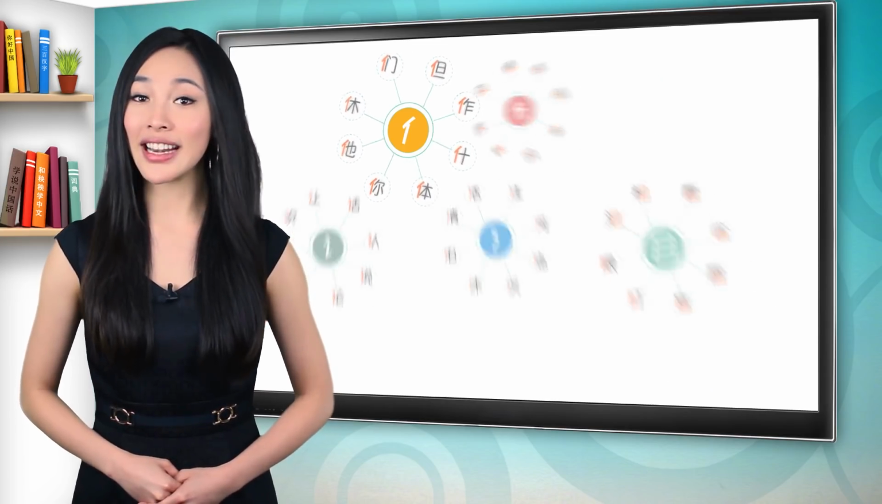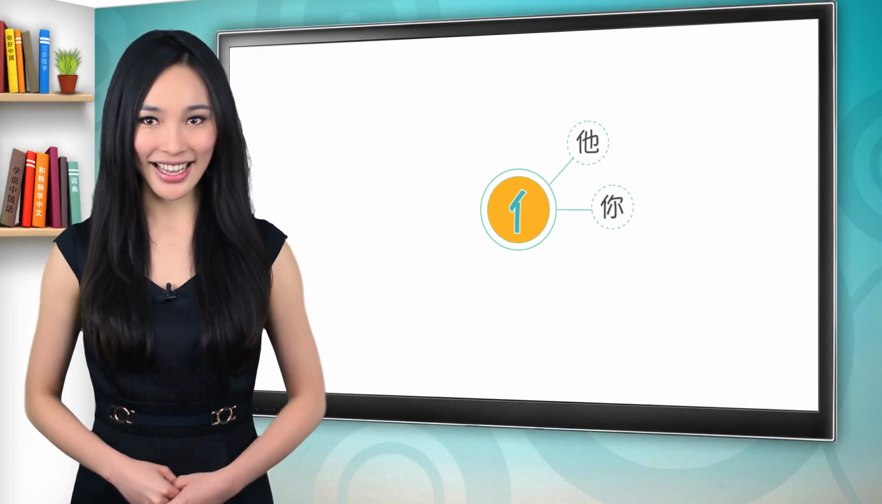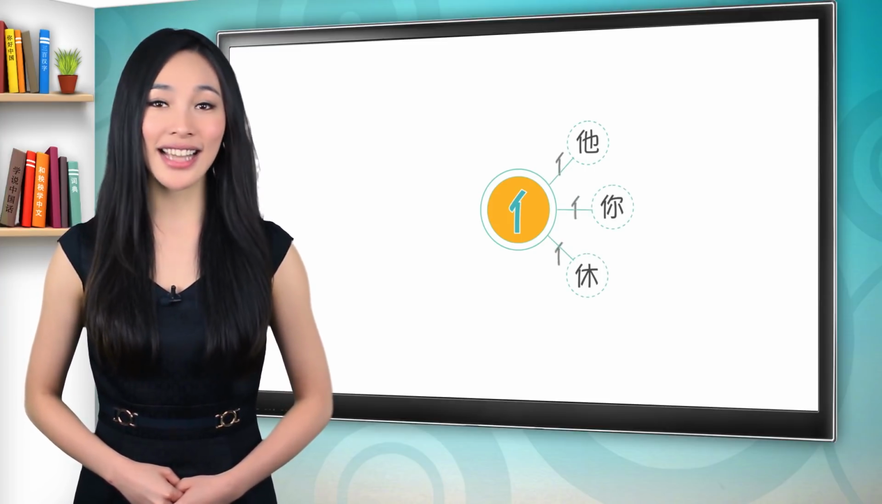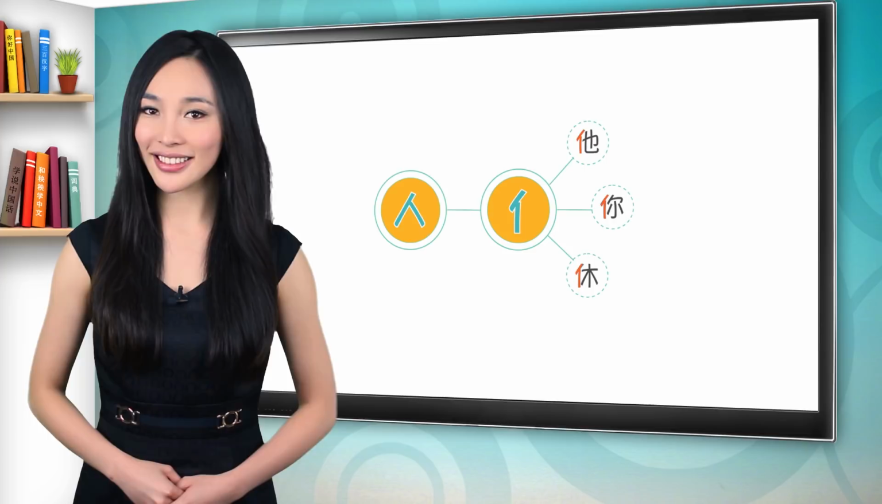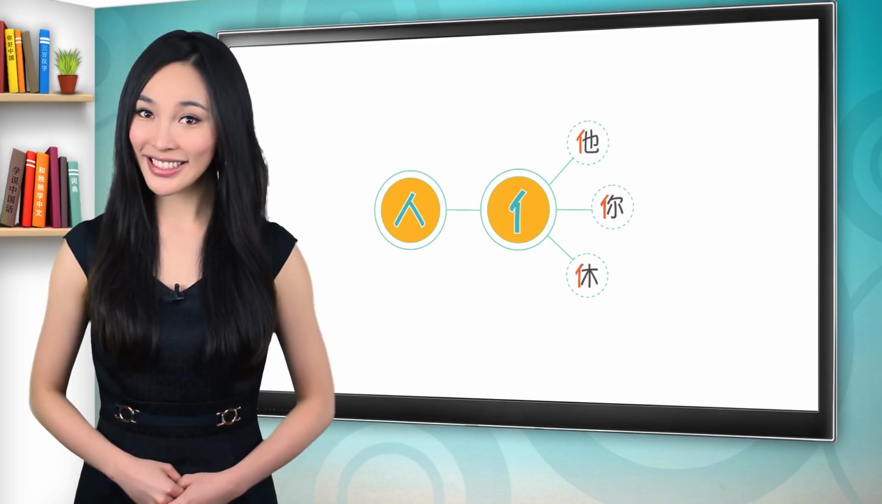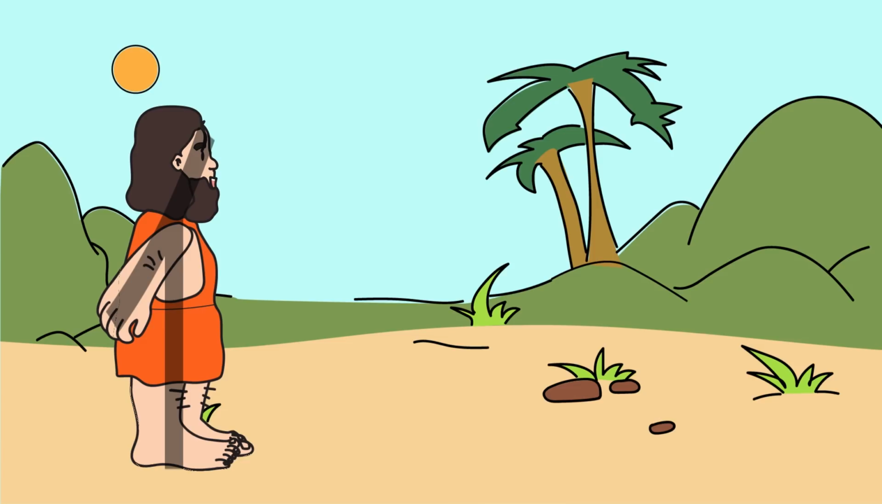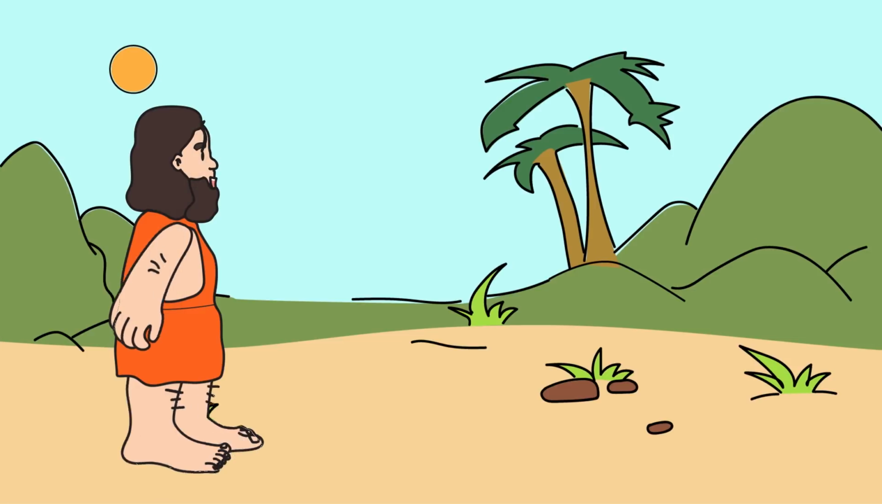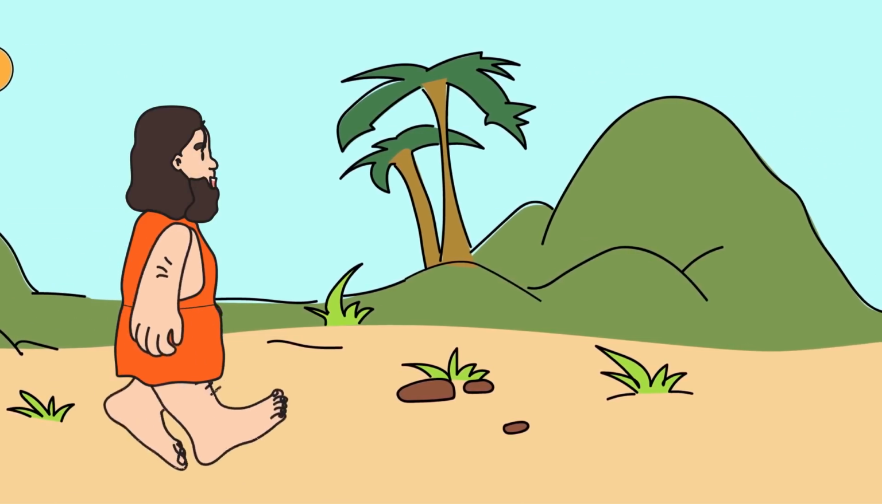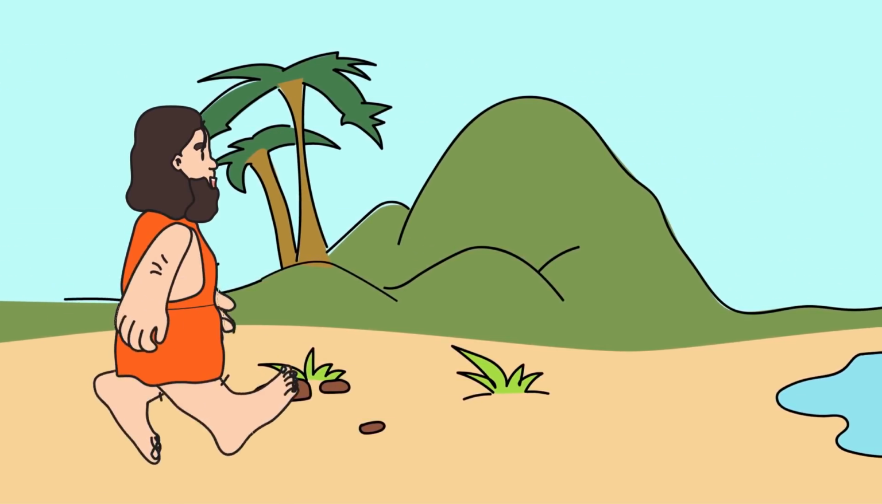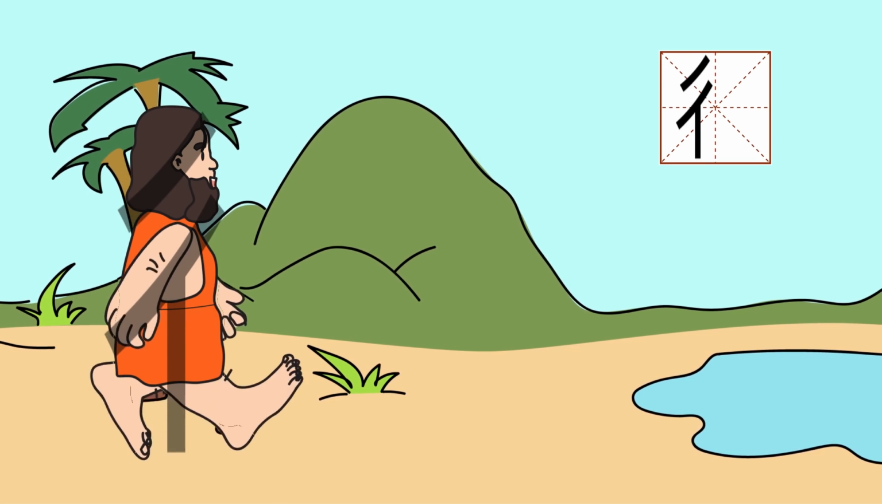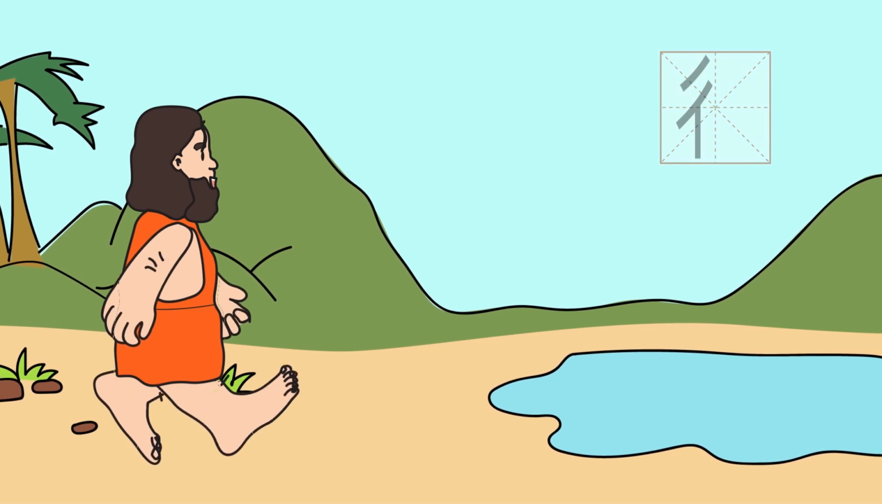Anyway, you've already seen this person radical in many of the characters in our first character course. Remember 他, 你, and 修? See how they have to do with people? Makes sense, right? After forming the person radical, Man realized that he could walk upright. This was very exciting, so he created this radical to show that he's going places.